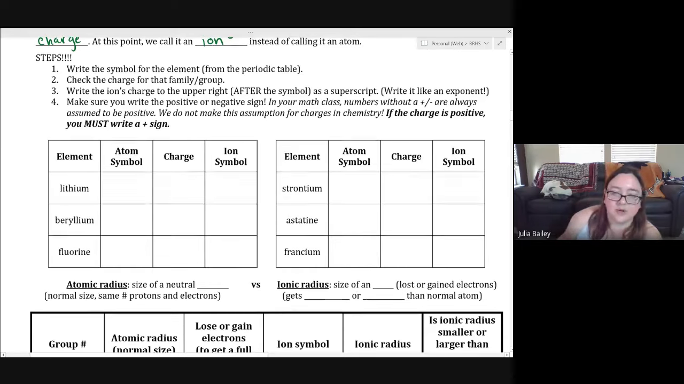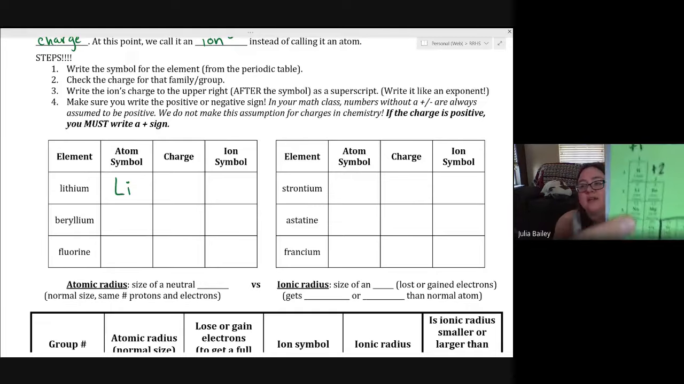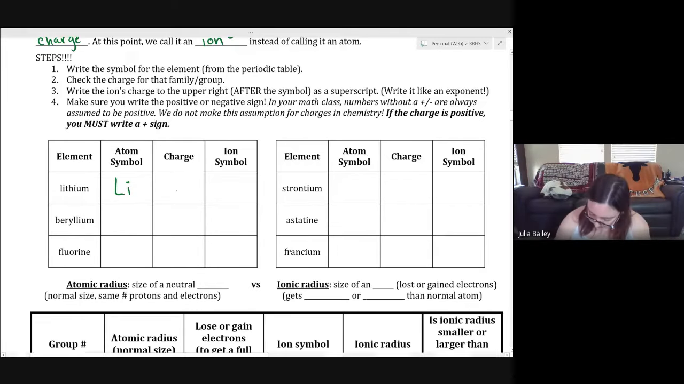So there are several practice problems here. I'm not going to do all of them here in the video, but for lithium, the atom symbol for lithium is Li. If you look, lithium on your periodic table is in group 1, which makes it an alkali metal, and the alkali metals have a +1 charge. So I'm going to give it a +1 charge, and the ion symbol would be Li, and then up to the right at the top like an exponent, I write +1 for a +1 charge.